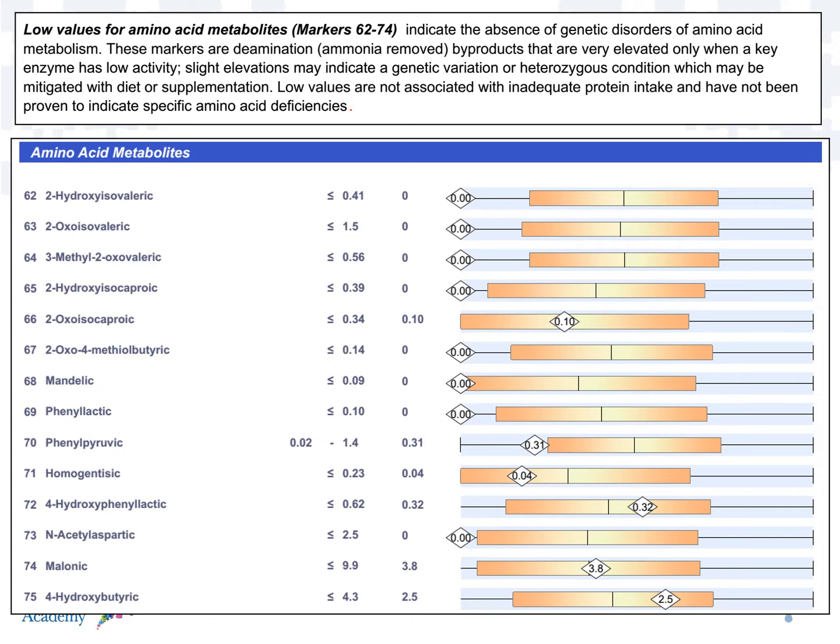Every once in a while, you might see a marker that is slightly elevated, like let's say phenyllactic or phenylpyruvic. It might be just a few points over the reference range, and that could just be some sort of interference factor that might be occurring because of bacterial or fungal toxins, for example. These are not linked to amino acid deficiencies. Okay, so that's really critical.